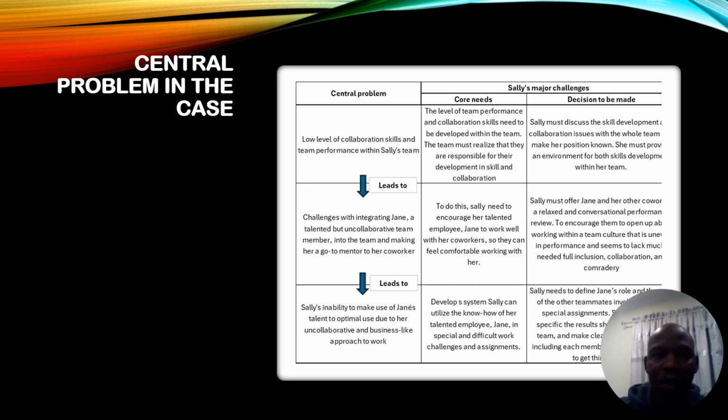So I looked briefly at the central problem from the case, and then used this table to show that some of the central problems in the case are resulting from the other problems. For example, the low level of collaboration skills and team performance within the stylist team is causing challenges with integrating Jane into the team, and then this is also leading to a situation where there's inability of Sally to get the best out of Jane's enormous talent. I looked at the core need from each of the central problems, and then the decision that Sally needs to make to address the issue.